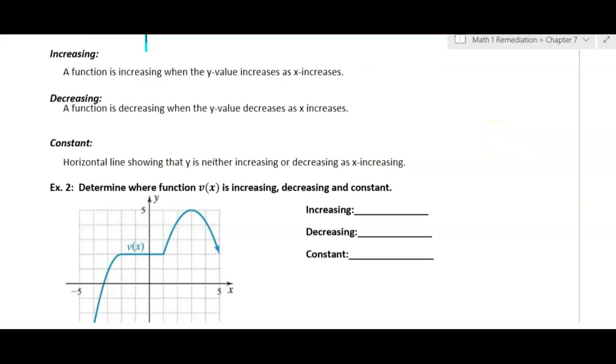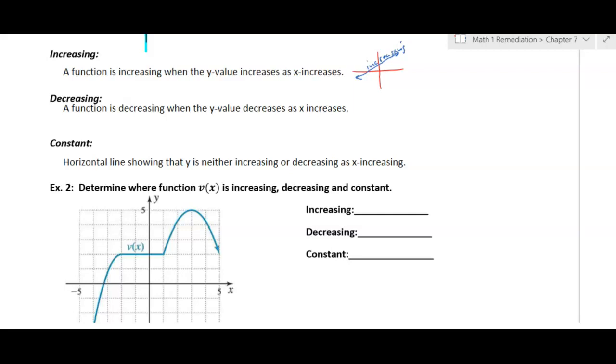Now, increasing and decreasing functions. When I talk about an increasing function, a function is increasing when the y value increases as x increases. So if I'm in the coordinate plane and I talk about an increasing function, as I move right, my graph goes up, right? So this is when it's increasing, right? As x moves to the right, the y values go up.